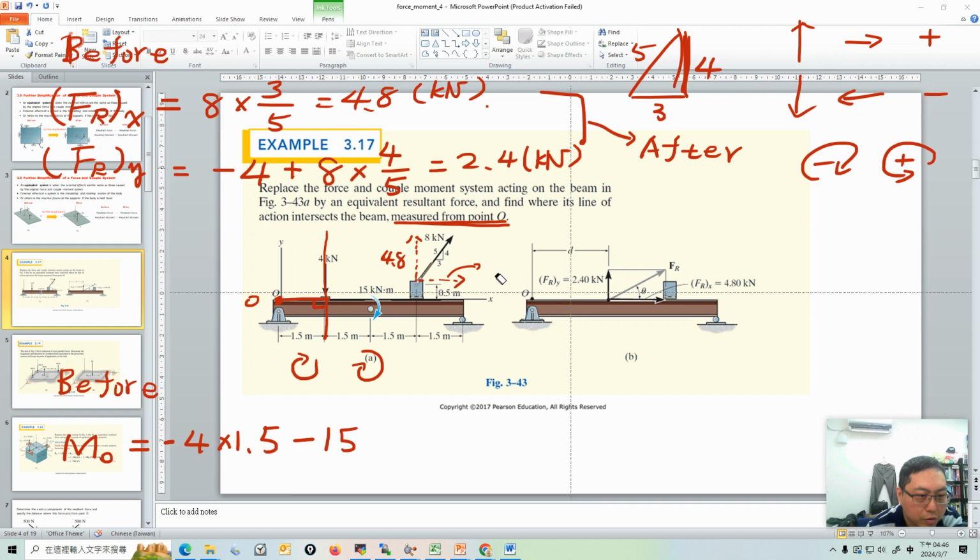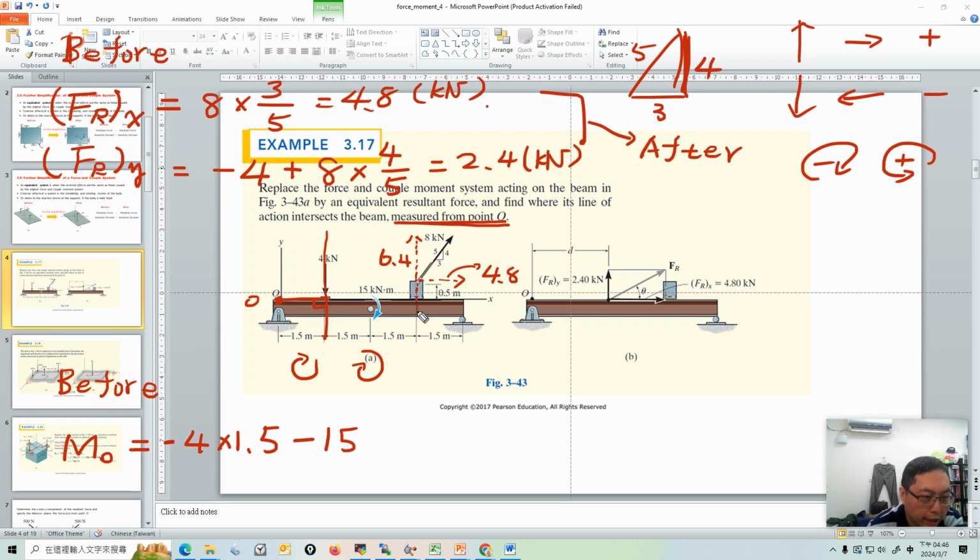It's reverse. X is 4.8. Y is 6.4. Okay, so let's see. For this force, 6.4 kilonewton, and the reference point is here.